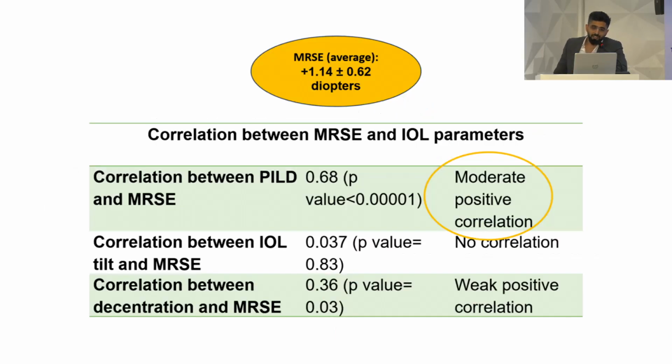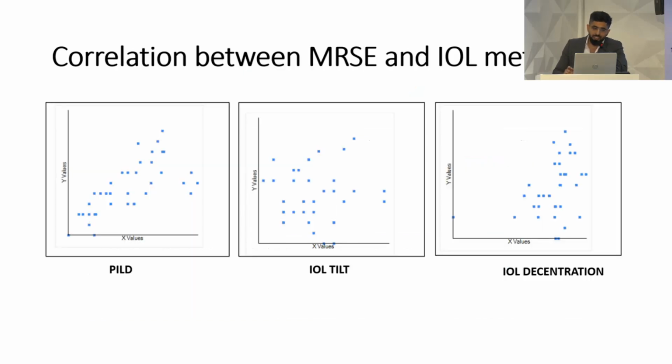Now the mean refractive spherical equivalent was roughly 1.14. That is, all of our patients had a mean hyperopic shift. And when we tried to correlate with the IOL metrics, we found that there was a positive correlation with the distance of the IOL from the posterior iris surface, though there was no correlation with the IOL tilt and the IOL decentration. So these are the graphs showing the correlation between the mean refractive spherical equivalent and the IOL metrics.